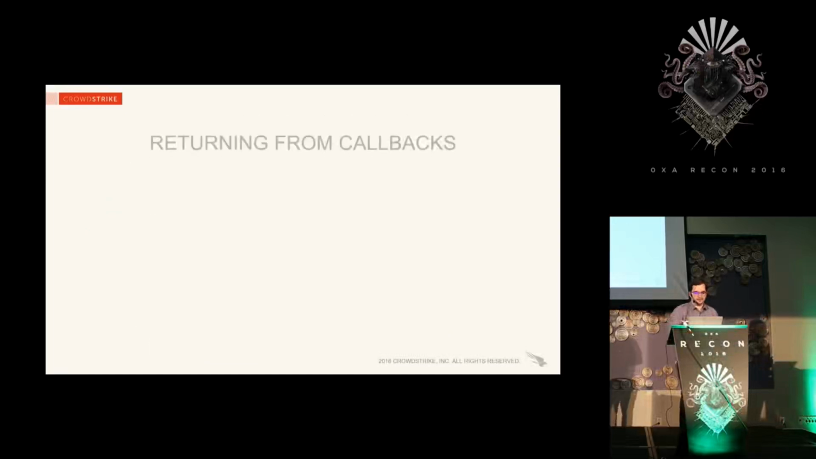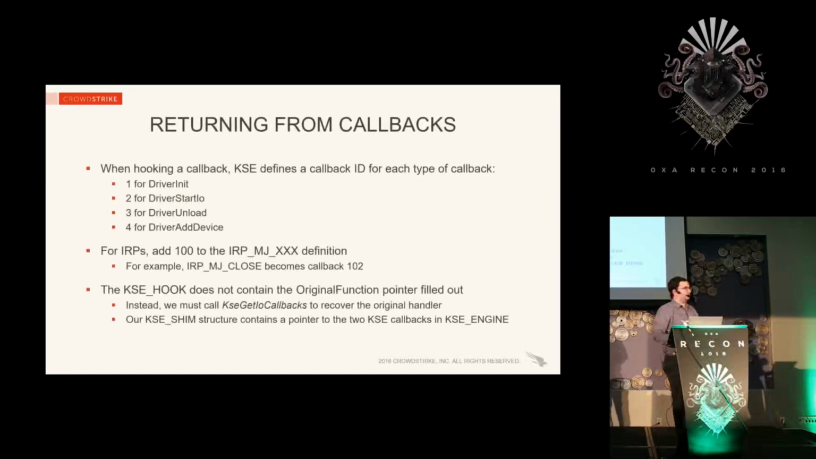So we said that if you hook a function, you get the original address. Now when you hook a callback, you don't actually get the original address filled out. Instead, what you're supposed to do is call this other function, KSCGetIoCallbacks, and KSCGetIoCallbacks returns to you the original callback. So kind of weird. For functions, you get the address. For callbacks, you have to ask it what the address is.